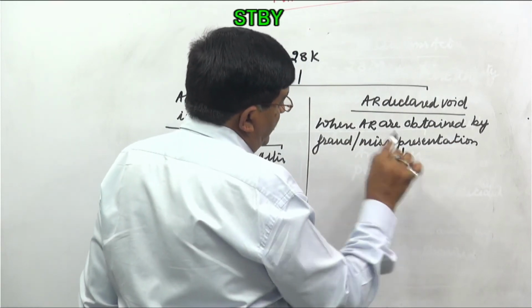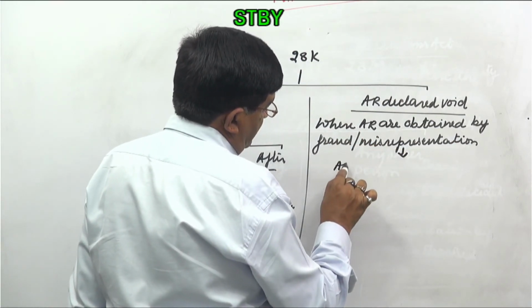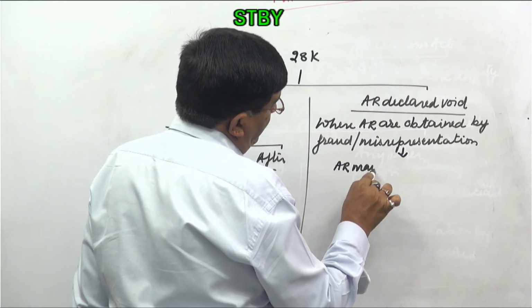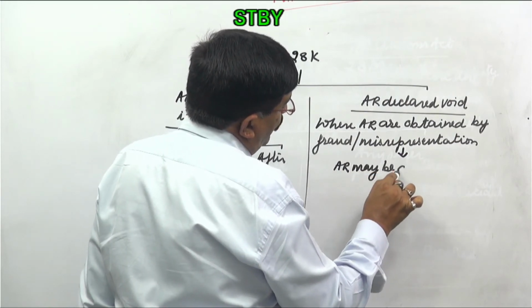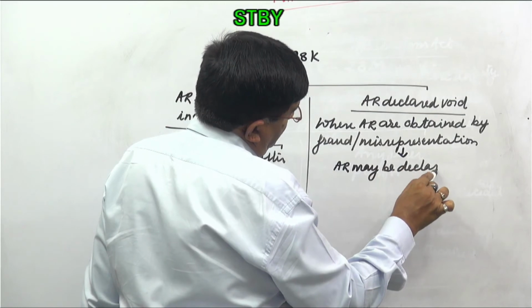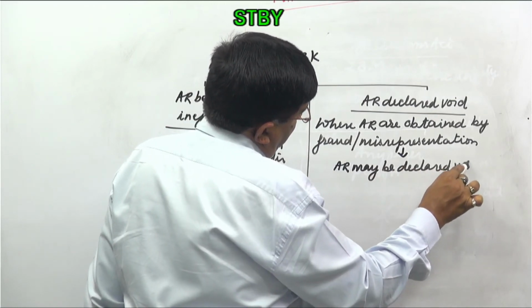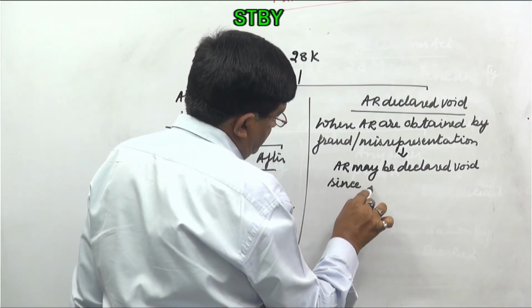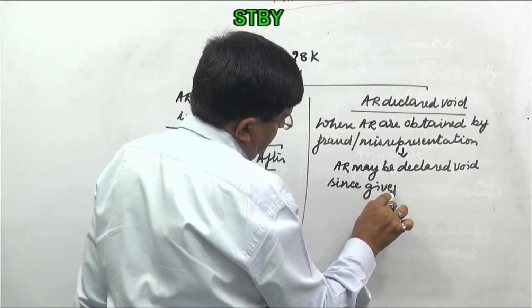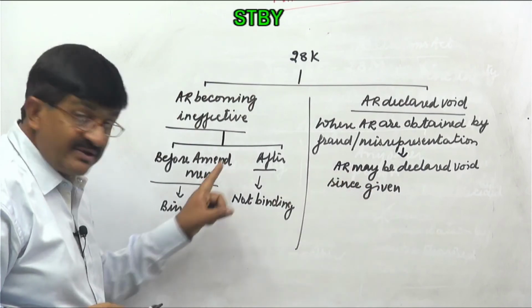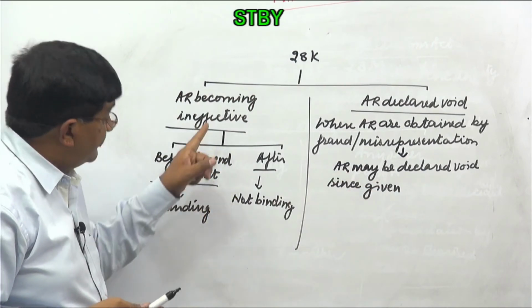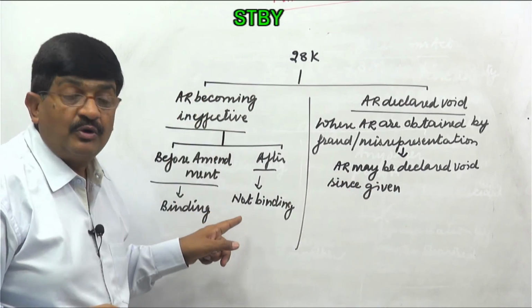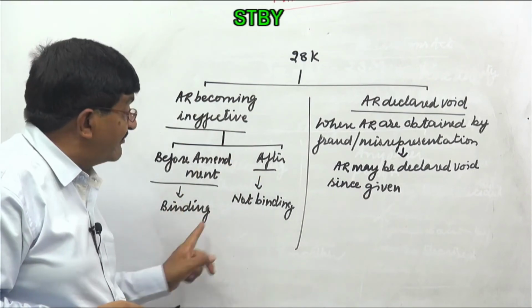In this situation, advance ruling may be declared void since given. Now see what is the difference. Here, we said this is happening because of amendment in law. So before amendment those are binding, after amendment those are not binding.